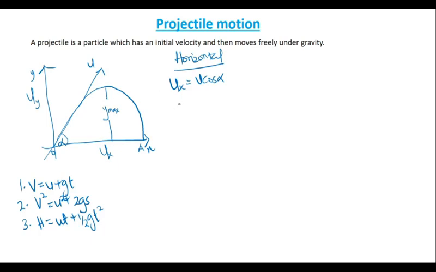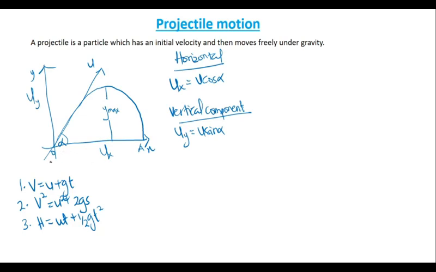So let's look at the vertical part. The vertical component. For the vertical component, our initial velocity, which is uy, will be given to us by u sine alpha, or the angle. So if this is true, all we need to do is substitute our uy over here, which is the vertical component, into the places of u that we have over here, and then we have our new set of equations for projectile motion. So let's go ahead and do that.